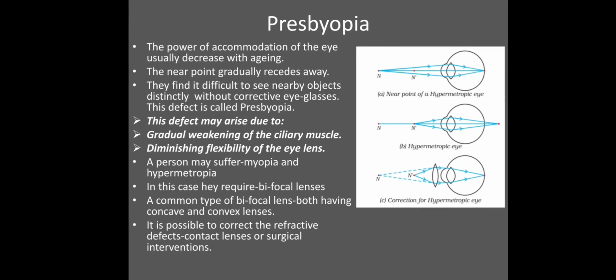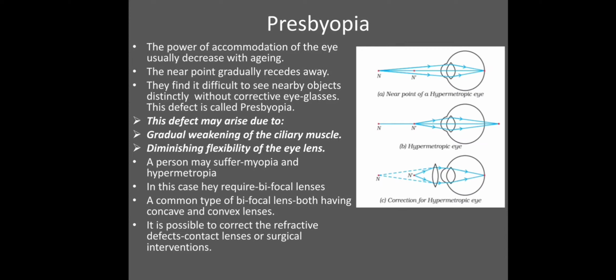Now we are moving on to the third defect, that is presbyopia. The power of accommodation of the eye usually decreases with aging. We know that as we grow older, the capacity of our eye decreases and our vision becomes blurred. For most people the near point gradually recedes away. They find it difficult to see nearby objects comfortably without corrective eyeglasses. This defect is called presbyopia.